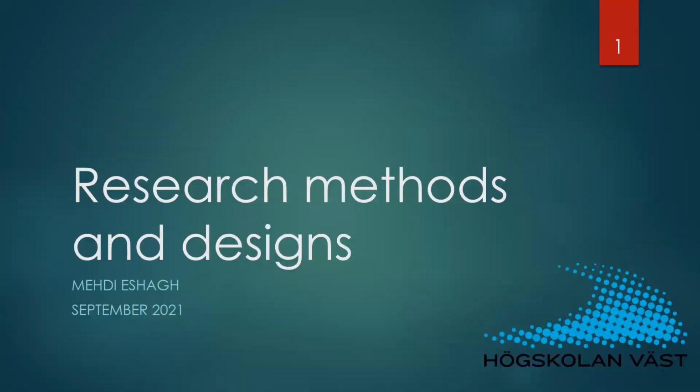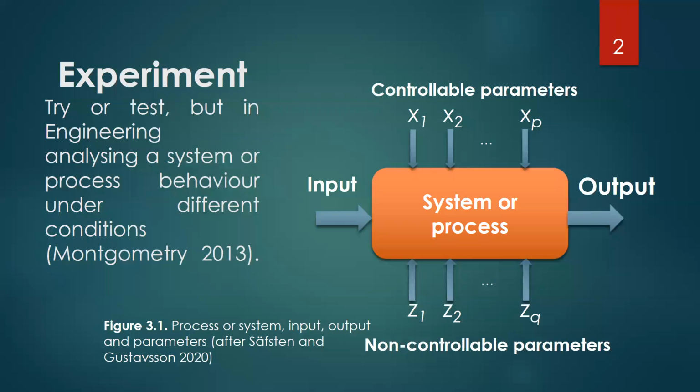Hello, everybody. Today we are going to talk about research methods and designs. One of the research methods that we all know and work with is experiment, or experimental research. Experiment means to try or test, but in engineering, it's nowadays more known as analyzing a system or a process behavior under different conditions.